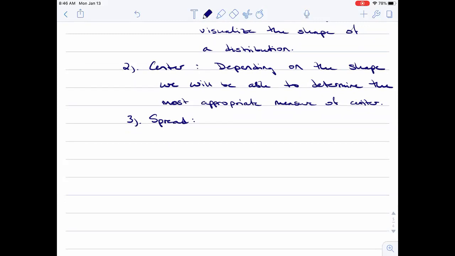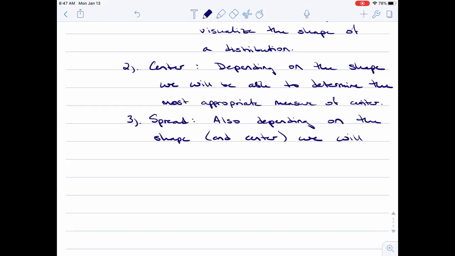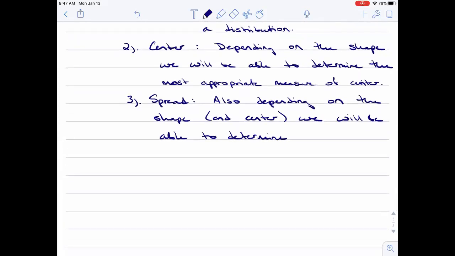So the spread also depends on the shape. And I'll put in brackets and center, right? Because shape determines the center. We will be able to determine the most appropriate measure of spread.